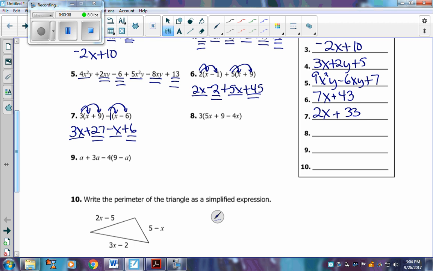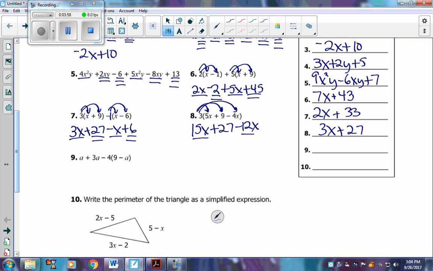Okay, on the next one, I'm distributing the 3. I could combine my like terms inside those parentheses first, but I'm going to distribute 3. That's 15x plus 27 minus 12x. Now 15x and negative 12x give you 3x plus 27.